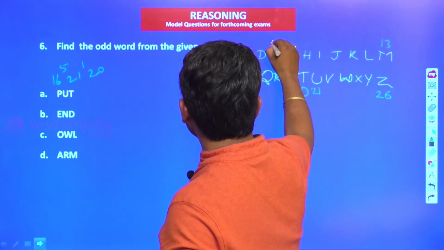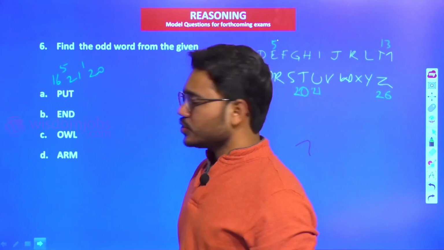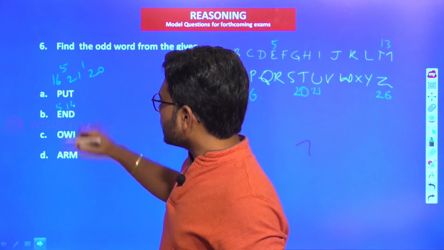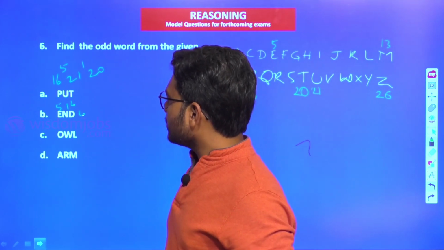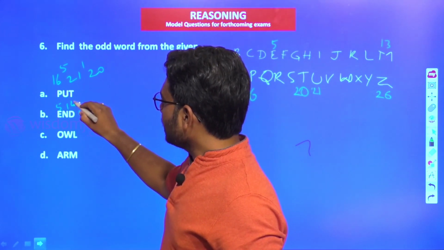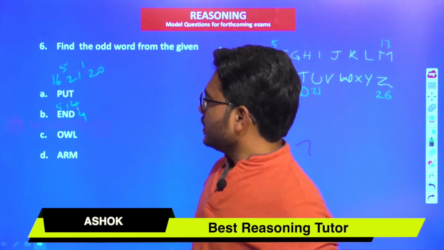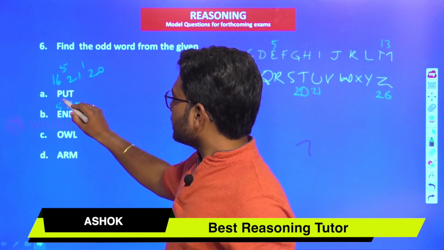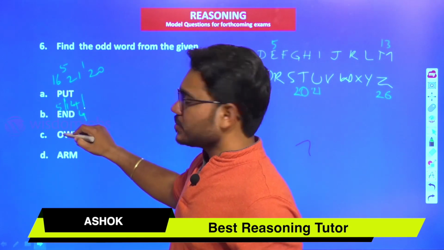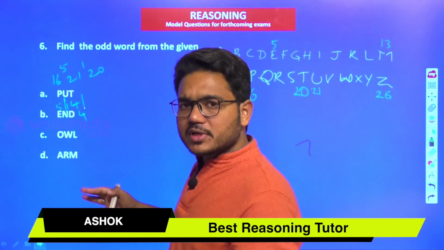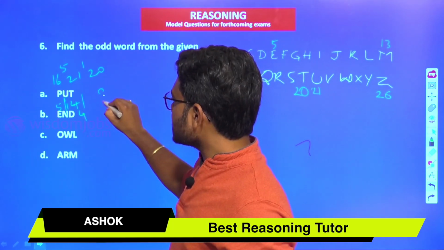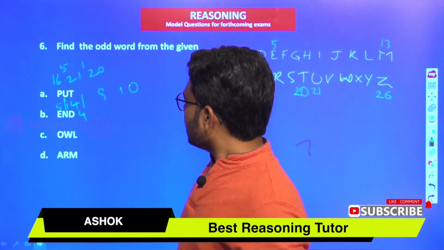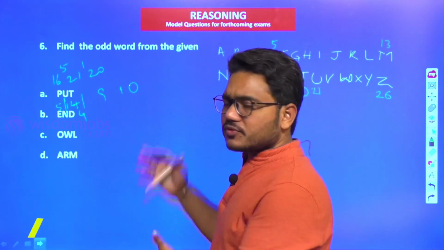What is the number of E? Position of E is 5, position of N is 14 and position of D is 4. Just check whether it is following any pattern here. 14 minus 5, what is the difference between these two numbers? The first number is 9. What is the difference between 14 and 4? 10. So seemingly it is following a certain pattern.